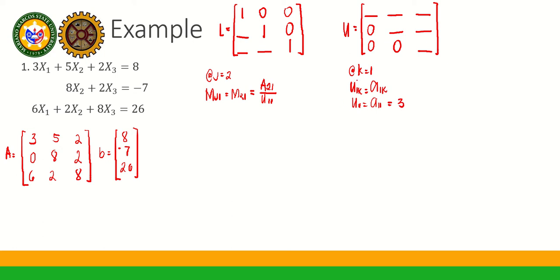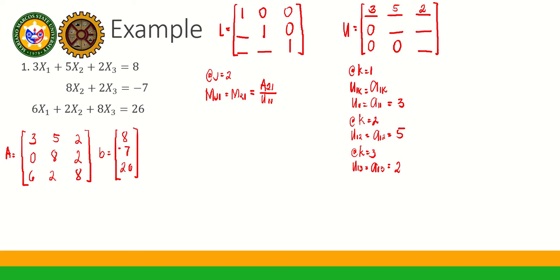Okay? Next naman, for U12 at K equal to 2, diretso na natin dito since meron tayong fixed na formula. So, U12 is equal to A12. And A12 is the element in the first row, second column of the augmented matrix, which is 5. And at K equal to 3, we have U13 and element A13, which is 2. So, parang kinopya lang natin yung ating first row from the augmented matrix papunta sa ating U matrix. So, this is equal to 3, 5, and 2.